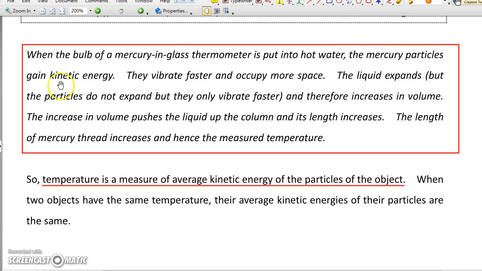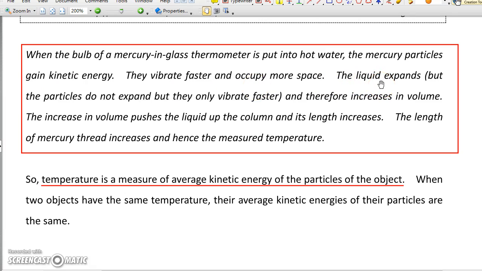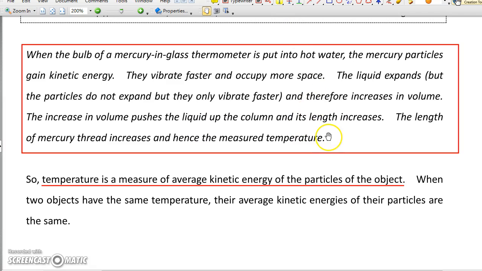For the thermometer, when the bulb is put into hot water, the particles of the measuring liquid gain kinetic energy. So the particles vibrate faster and they occupy more space. That means the liquid expands and increases in volume. That pushes the liquid up the column and the length of the liquid column increases. So we may measure the temperature from the increase in the length of the liquid column.